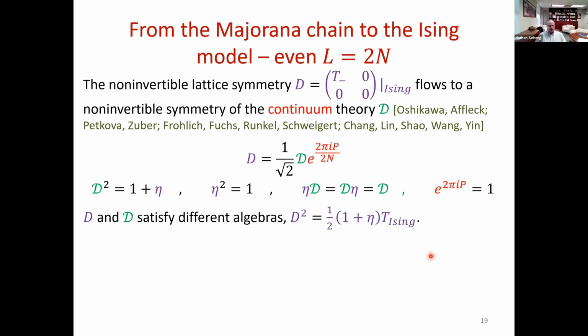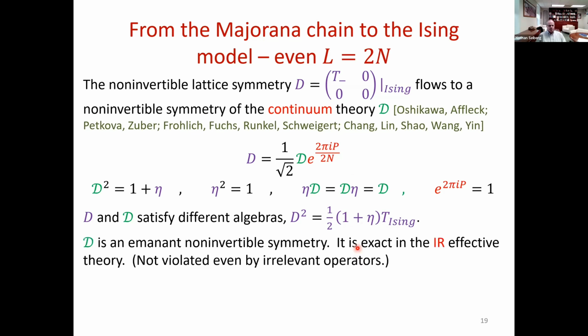But I emphasize that it's not the same algebra as the algebra we got on the lattice. The algebra on the lattice of this symmetry D involves also lattice translation. So what we see is that on the lattice, this non-invertible symmetry D mixes with translation. In the continuum, this operator goes to 1, and therefore we get a different algebra. So we really have two different algebras here, one on the lattice and another one in the continuum.